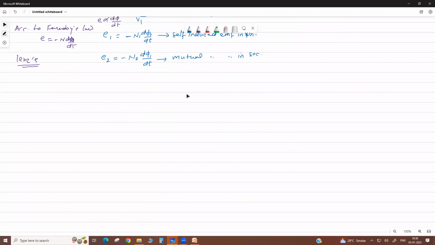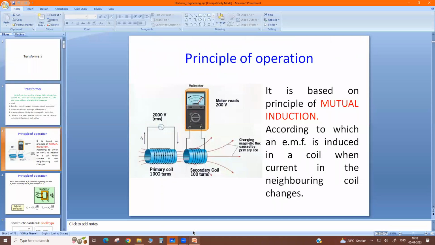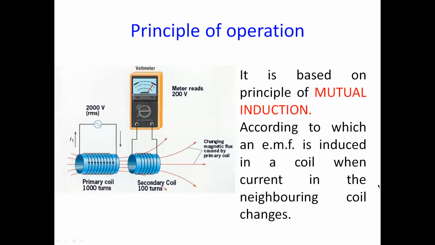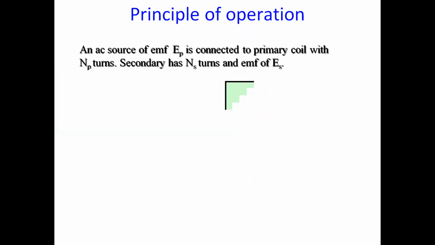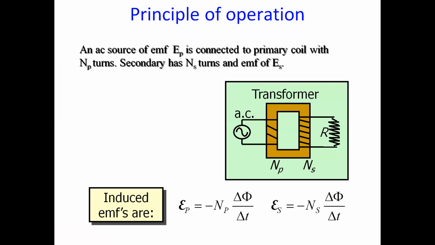Now we come to the transformer. See, this is the transformer. Here there is a primary and the second is the load side. Suppose N1 and N2 are the number of turns in primary and secondary. The flux change is the same, but these are the induced EMFs in primary and secondary.